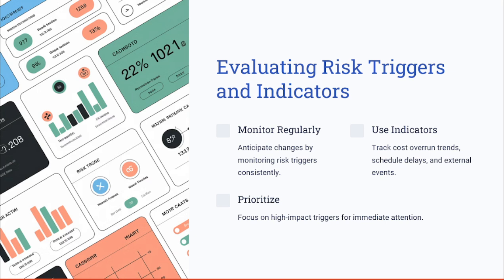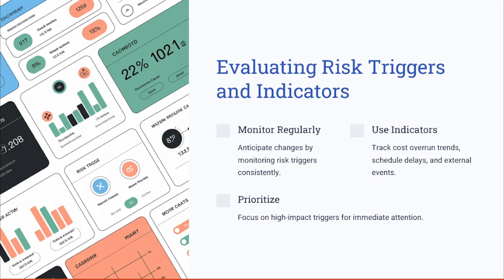And to start with, talking about evaluating the risk register, or triggers and indicators. So, evaluating risk triggers involves identifying and analyzing early warning signs. It's like monitoring these risk triggers regularly or setting thresholds to anticipate these changes. You may also use indicators like cost overruns as one of these key indicators, or maybe having a trend of delays, also schedule delays or external events. So you can set one of these triggers as one of these important indicators that you need action against. You can also prioritize the high impact triggers for immediate attention.